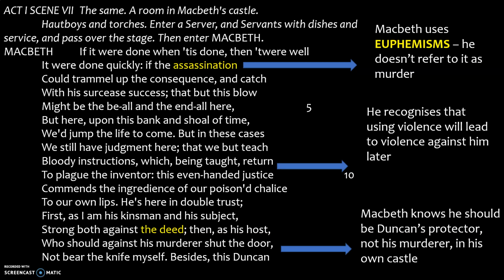Further down, on line 12, he says he's here in double trust, so there's an idea linking to the theme of the play. "Strong both against the deed," as he says there, but then this key bit, he goes, "then, as his host, who should against his murderer shut the door, not bear the knife myself." Because Duncan is staying in Macbeth's castle, Macbeth is the host. Macbeth knows he should not be a killer, let alone a killer of somebody who's staying in his own castle.